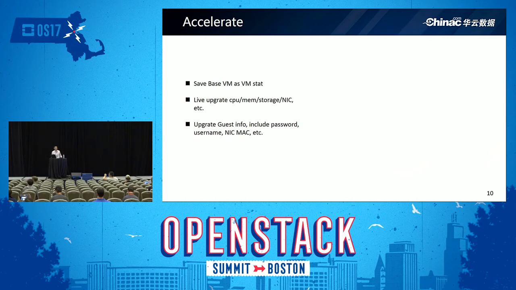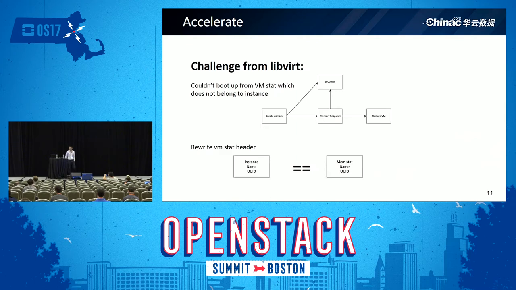I think the hardware configuration is almost the same as the user wants, but after that, it's not enough. We need to modify the guest info: the password, the username, the host name, MAC, IP, and whatever else you want. But what is the challenge of libvirt? We just save the VM state, but libvirt cannot recognize that the VM state does not belong to the instance itself.